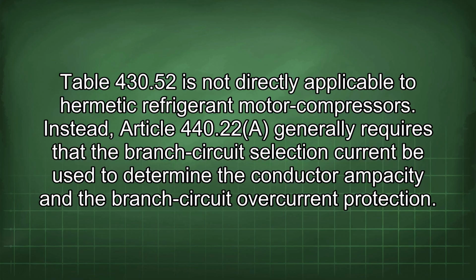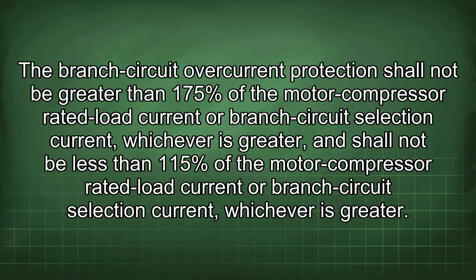Instead, Article 440.22 generally requires that the branch circuit selection current be used to determine the conductor ampacity in the branch circuit overcurrent protection. The branch circuit overcurrent protection shall not be greater than 175% of the motor compressor rated load current or branch circuit selection current, whichever is greater, and shall not be less than 115% of the motor compressor rated load current or branch circuit selection current, whichever is greater.